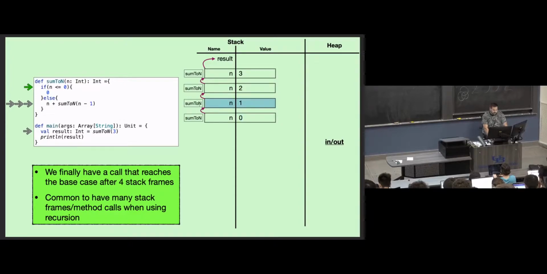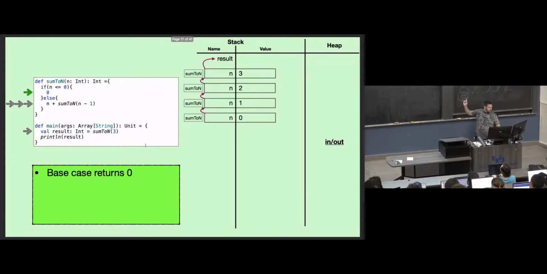This stack frame with n equals 1 is sitting right here waiting for this sum to n of 0 to return. This stack frame is waiting for a sum to n of 1 to return. This stack frame is waiting for sum to n of 2 to return. And the main stack frame is waiting for sum to n of 3 to return. So they're all just sitting there waiting for these return values so they can finish up what they need to do. But they can't do anything until we start hitting this base case, which is going to return 0.